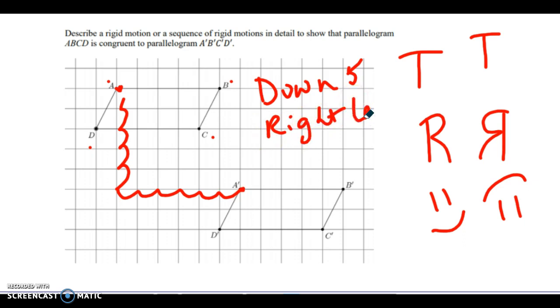Okay, now it's important that you have your proper notation. So you can say that ABCD was translated 5 units down and 6 units to the right to coincide with A'B'C'D'. So it's just explaining that the proper way.